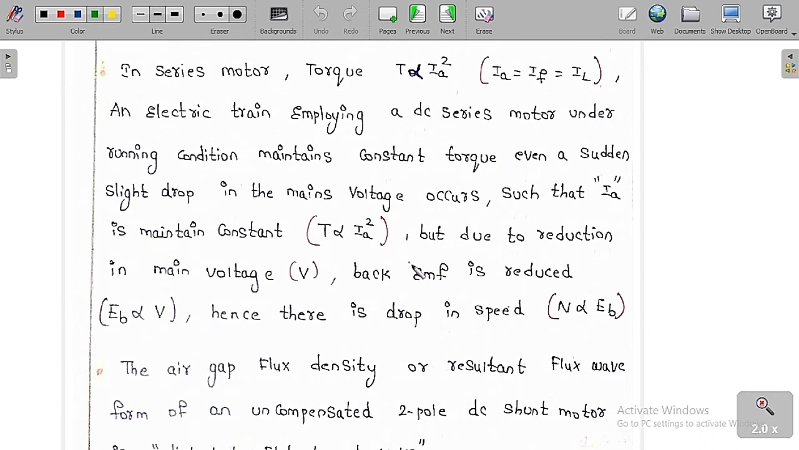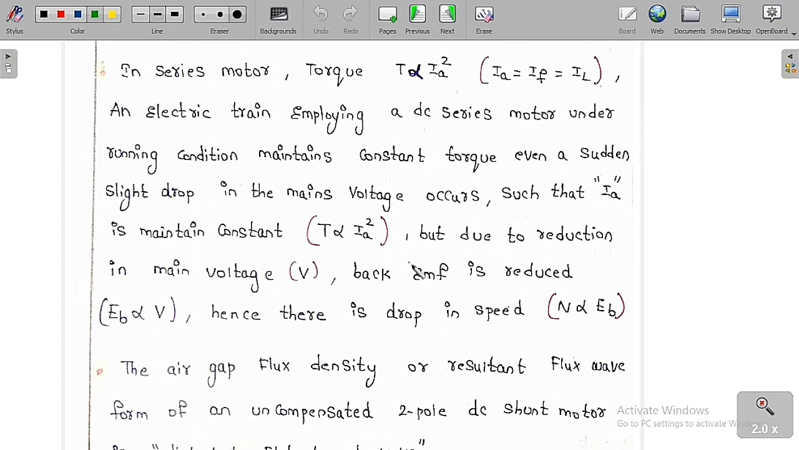I have already told you. So what I am trying to say is, whenever in an electric train we use a DC series motor, and there is a sudden drop in voltage, the torque will definitely always be constant for a DC series motor. But as the supply voltage decreases, the back EMF decreases, so the speed also decreases. So the torque will be constant. So this is the beauty of this series motor.